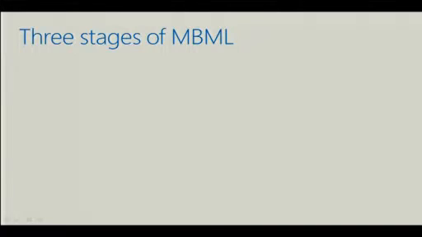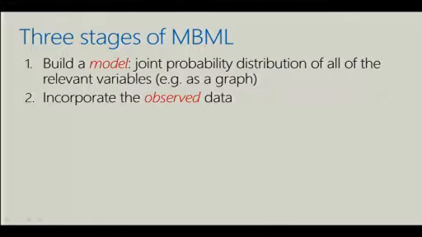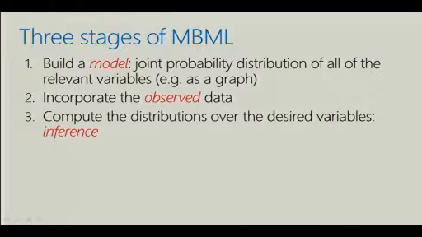But before we talk about the TrueSkill model, I just want to sort of walk through the three stages of model-based machine learning. The first is you need to build a model which represents the probability distribution of all the variables in your system. And it's often expressed as something called a factor graph that we'll see in a moment. Then the idea is you observe data, you train the system. In the case of TrueSkill, you look at games won and lost by various players. And then the idea is that you infer updated skill values.